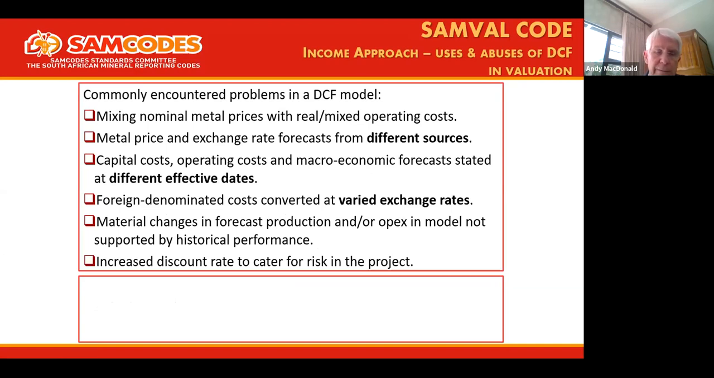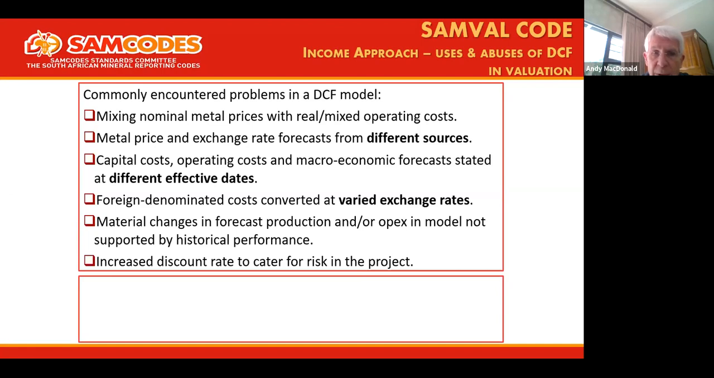So some of the problems that I've often encountered in looking at models is you see nominal metal prices, but you've got real or mixed operating costs. So you're not having all your parameters on a consistent basis. The next one is a very common situation where, let's say, you get your metal price forecast from Consensus Economics. They don't give you any indication of exchange rate forecasts. So if you get an exchange rate forecast from Bloomberg and a metal price forecast from Consensus Economics, they're coming from different sources and may not be directly comparable.